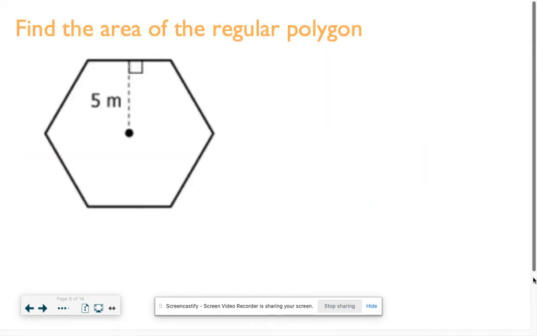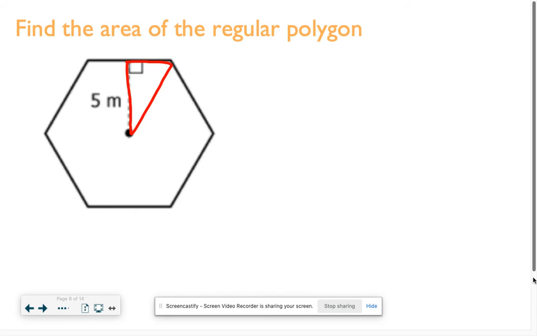It says find the area of the regular polygon. So right now, as is, we know our apothem, but we need to figure out what our perimeter is, correct? So we have to follow those 3 steps in order to find it. Step 1 is to draw in that right triangle. So here's our right triangle.